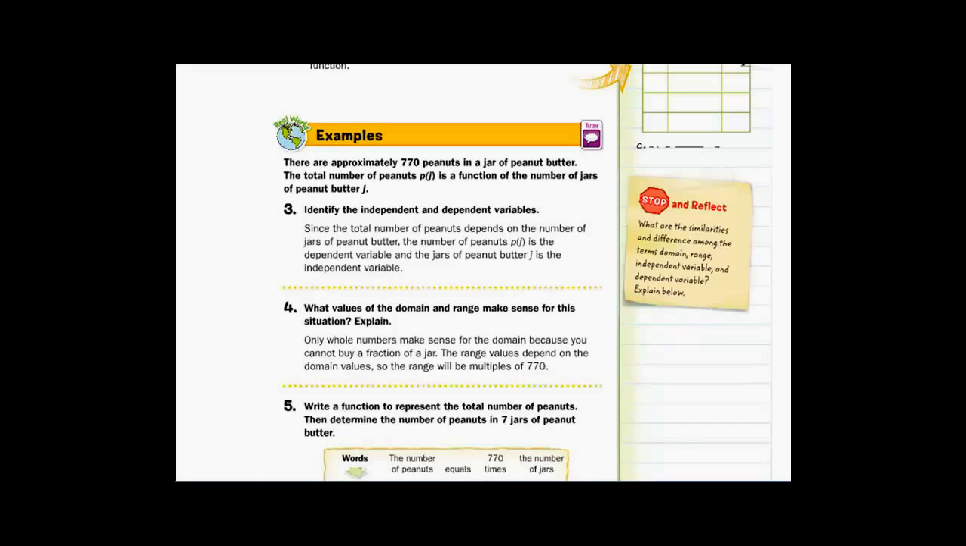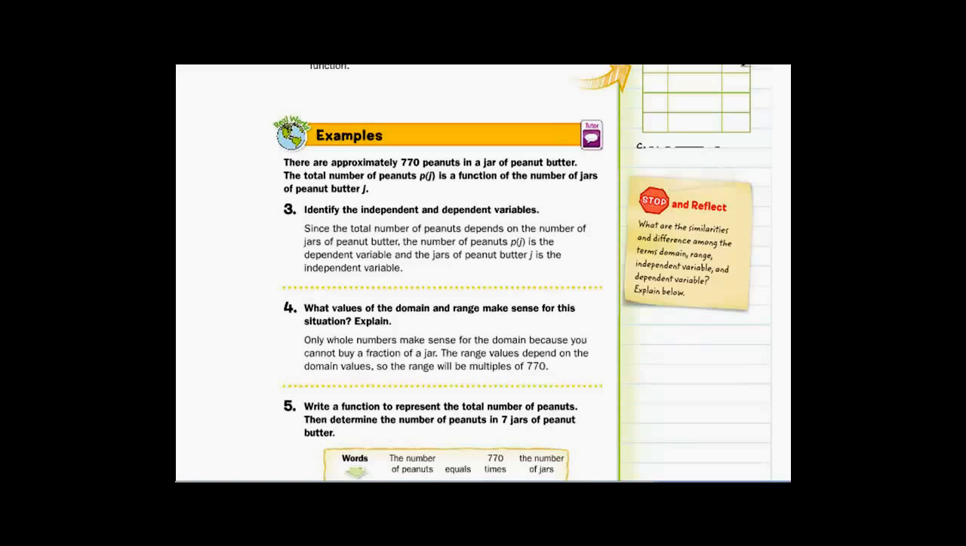So then if it talks about the range, then the range has to be multiples of 770. Why 770? Because it says that there's 770 peanuts in every jar. So however many jars you buy, it's going to be multiples of 770. You just multiplied the two.